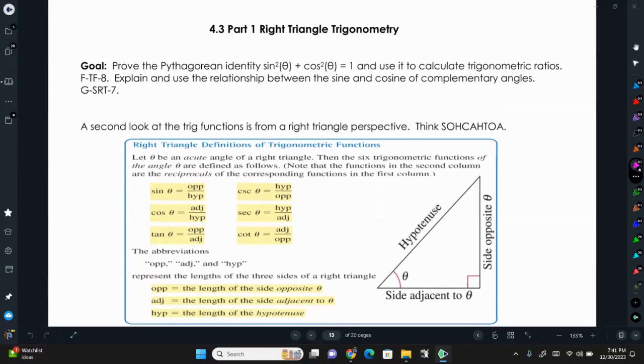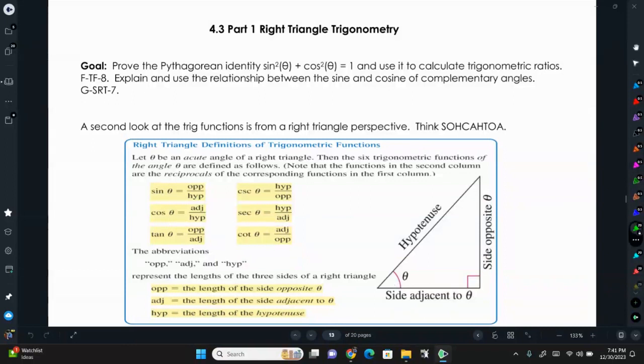Today we're going to be looking at right triangle trigonometry and extend the ideas that we learned last year in Algebra 2 and the year before that in geometry a little bit further, and focus a lot on the connections between the 6 trig functions and the right triangle.